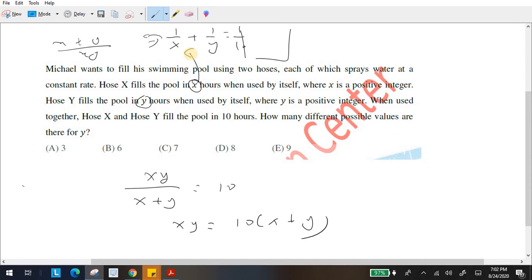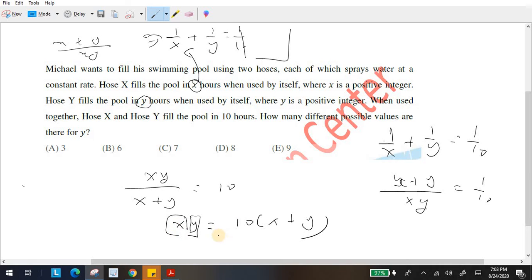Simply solve this. Okay, let's see. 1 over x plus 1 over y equals 1 over 10. If you take the LCM xy, it's going to be y plus x over xy equals 1 over 10, and then you take the reciprocal, so xy over x plus y equals 10. Okay, got it. Now you can see that whatever the multiplication of x and y should be, it should be at least 2 into 5, or it can be 1 into 5, 1 into 10.